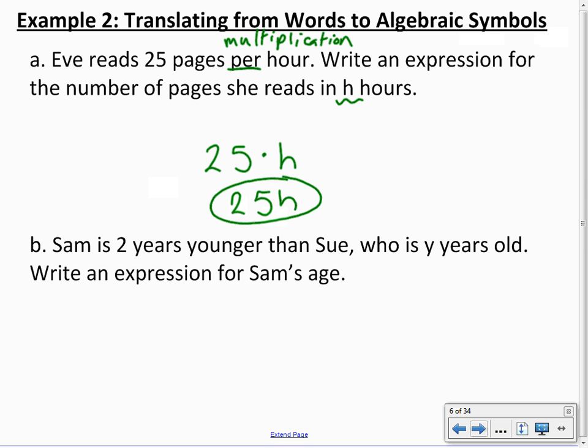In example B, it says Sam is 2 years younger than Sue. That probably means that we're going to be using subtraction because Sam is younger. They also tell us what variable we're going to use. It tells us that Sue is Y years old. So if Sue is Y years old and Sam is 2 years younger than her, that means Sam's age must be Sue's age, which is Y, minus 2.